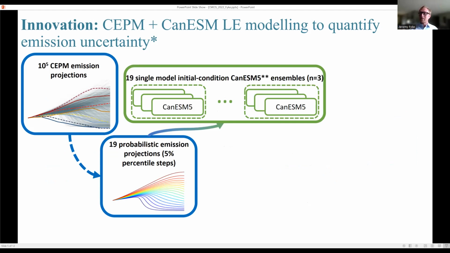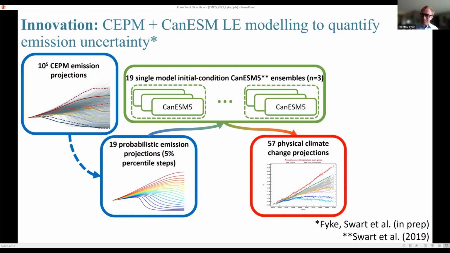CanESM5 ESM models with each of these fifth percentile ranked emission projections. We've swathed out as best as we could some internal variability space. So for each of these fifth percentile levels, we've done three, essentially a mini SMILE per percentile level of emissions. And out of that, in this demonstration, we get 57 global physical climate change projections, totally like what you would see if you went and downloaded stuff from the CMIP6 archive. In fact, this is thanks to Neil. I'm not sure if he's on the call here, but you would navigate this just like you would the CMIP6 data set.